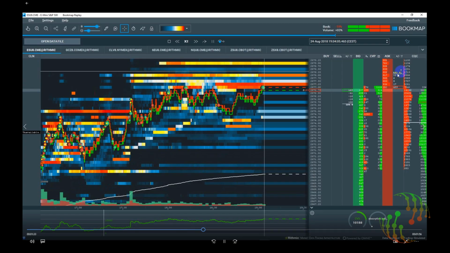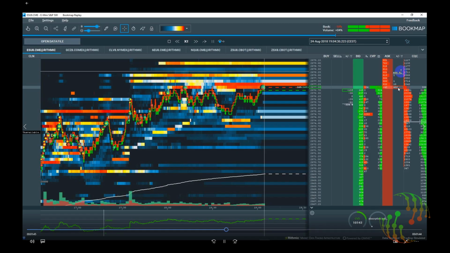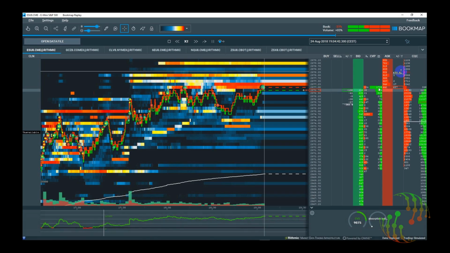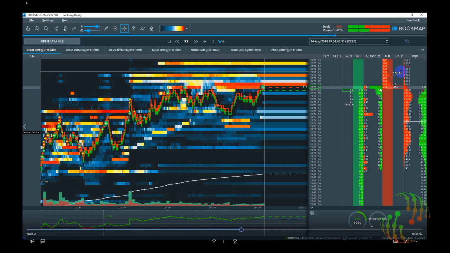Look here, the resistance now grows on the offer side. 400, 300, 700 traded at 77 even. 1,700 traded at 77 even.